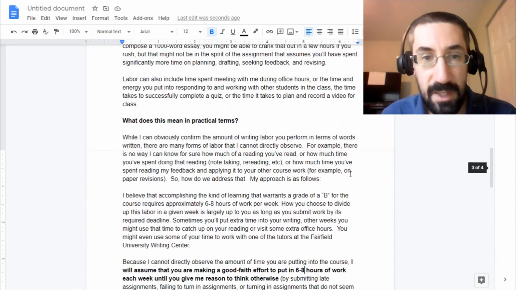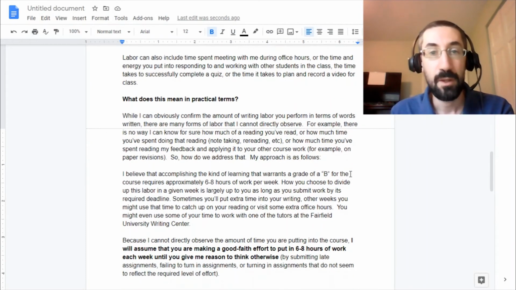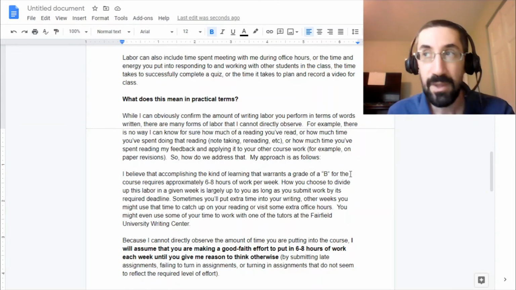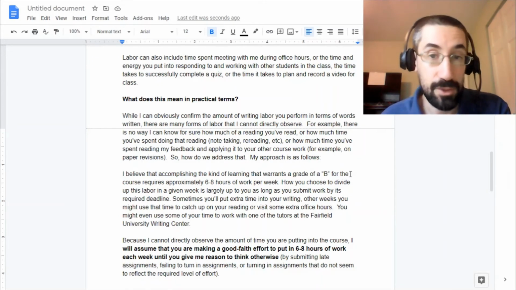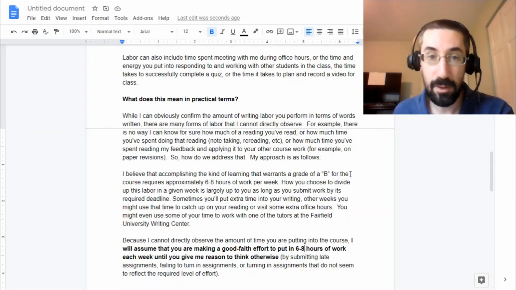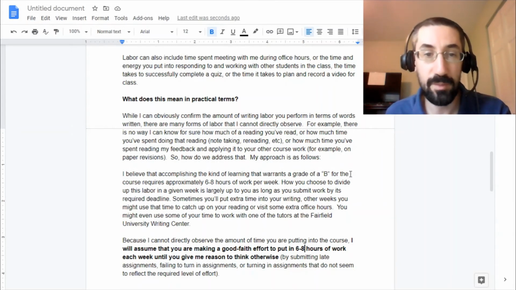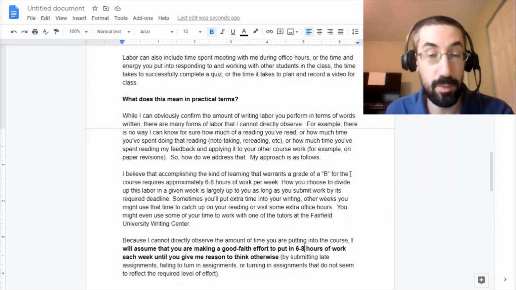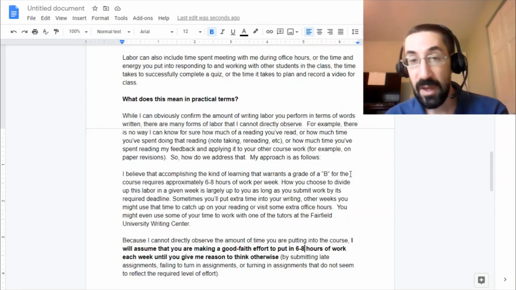So what does this mean in practical terms? You're going to have a lot of work that you're going to be doing. I have to trust that you're doing the work. And as I note here, I expect that to earn a B, it will probably take you about 6 to 8 hours of work per week. How you divide up that work is up to you.